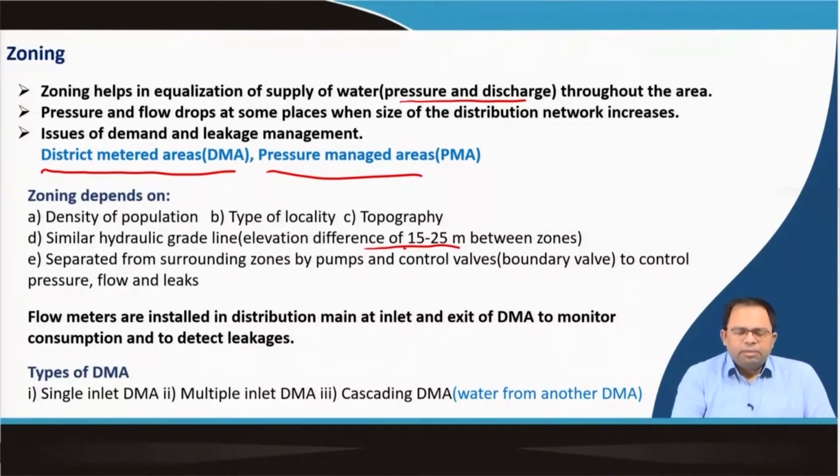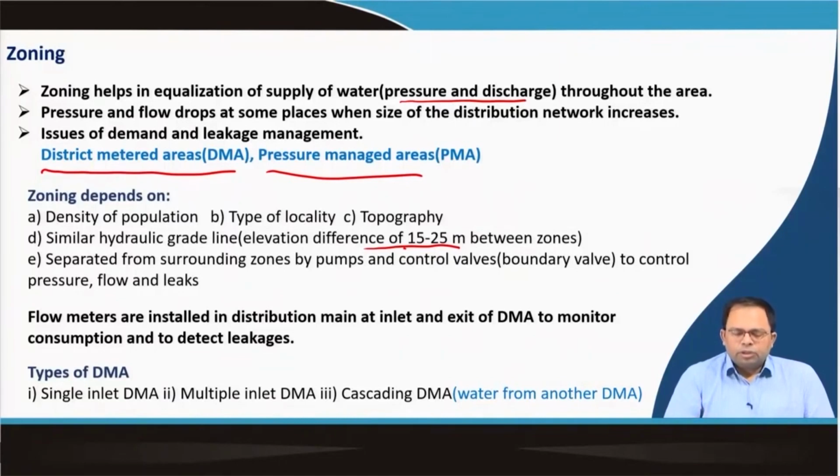So, to maintain a similar hydraulic grade line within a zone, we have to make sure that different zones are at different levels. We separate two zones based on their elevation difference, and separate them from surrounding zones by pumps and control valves to control pressure, flows and leaks. That means each zone could be separated, and water supply to each zone could be controlled.